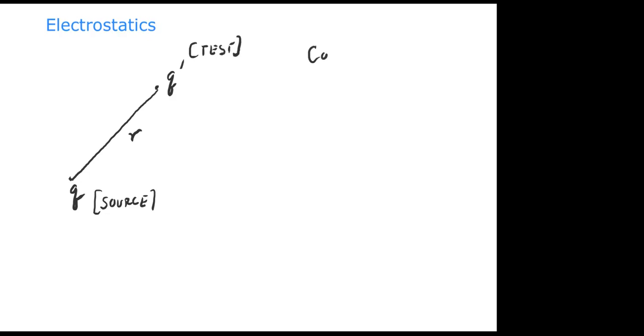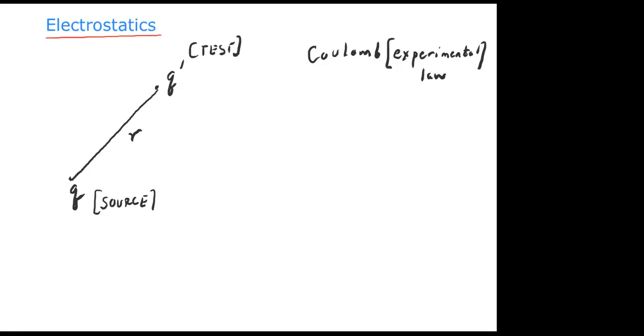So Coulomb was a great experimentalist, and he was the first one to recognize that there is something going on in this system that can be expressed in an experimental law. Now, this topic is electrostatics, and that's important to understand. These charges are not moving. If you want these charges to move, that's another problem. But let's do one thing at a time.